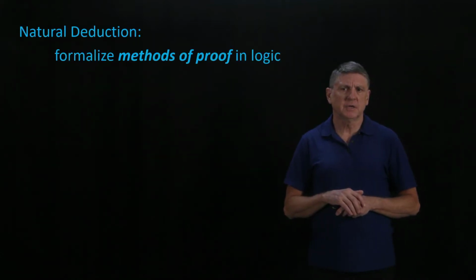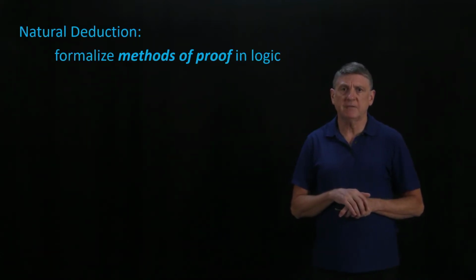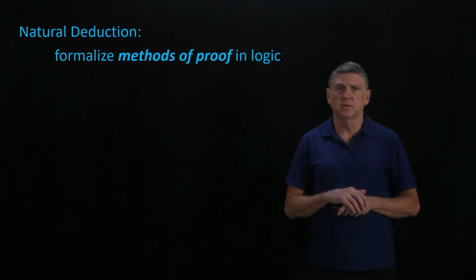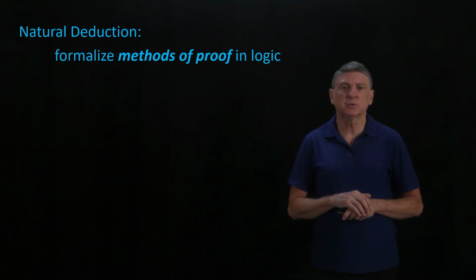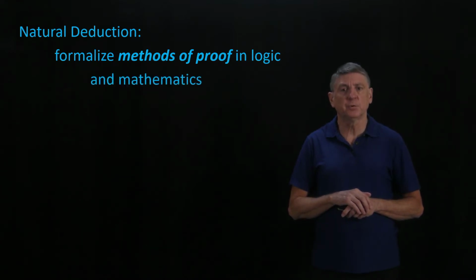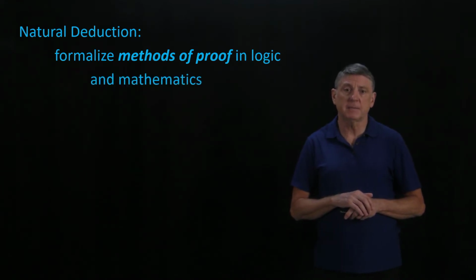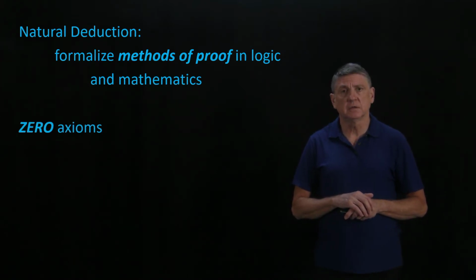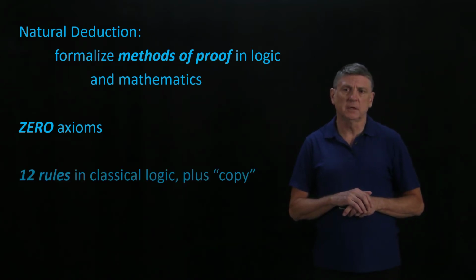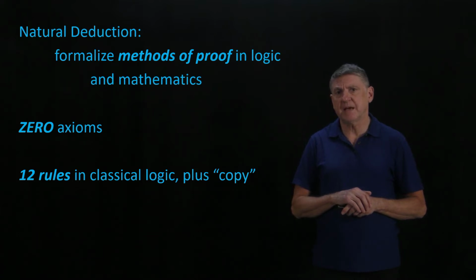The idea of natural deduction, which came a few years after the demonstrations for mathematical logic, was instead of trying to prove statements, it was trying to formalize methods of proof in both logic and in mathematics. As we've seen already, there are no axioms in natural deduction, so it's a very different way of reasoning. There are 12 rules in the classical logic, plus we sometimes need to add the copy rule.